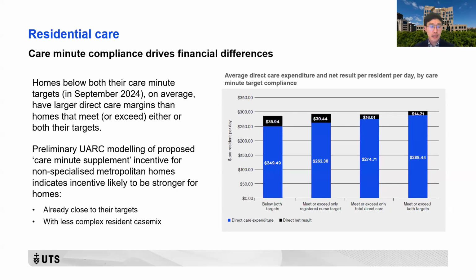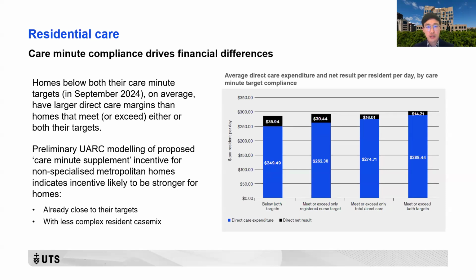Although the homes meeting both targets had the highest direct care revenue on average, based on the height of the bar, the key driver of the differences in the margin is the direct care expenditure, as you can see in this blue bar here. The homes meeting both targets spend more than those homes below both targets, as you can see in these blue bars from the far right to the far left. This suggests that some homes may not have spent their funding amount on increasing workforce investment and expenditure.